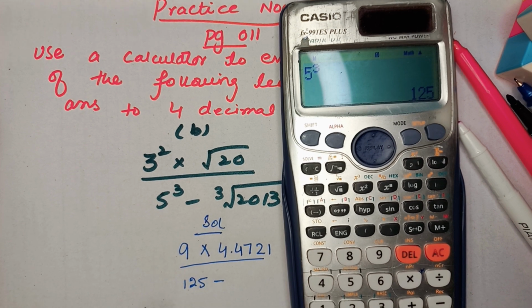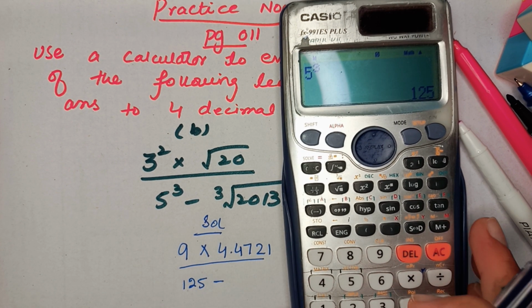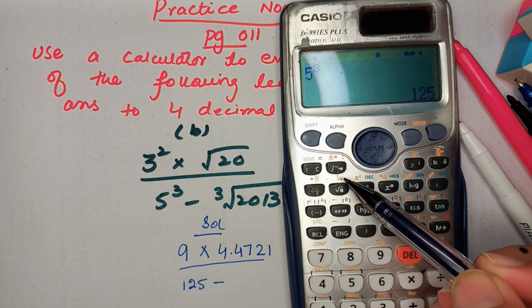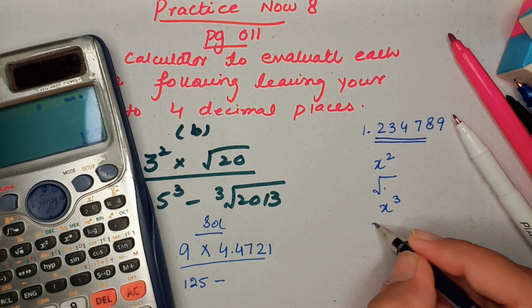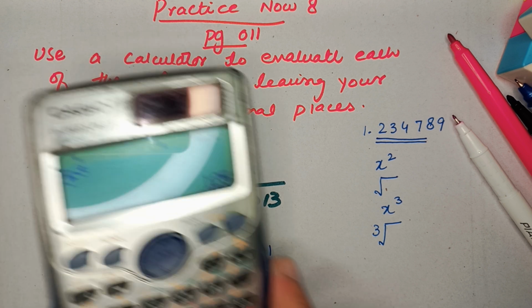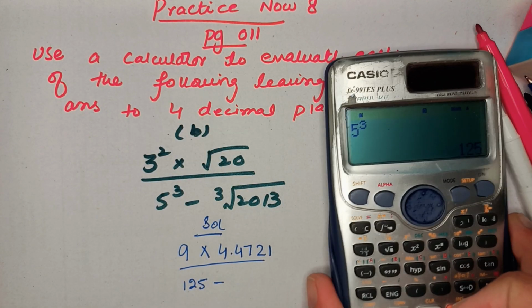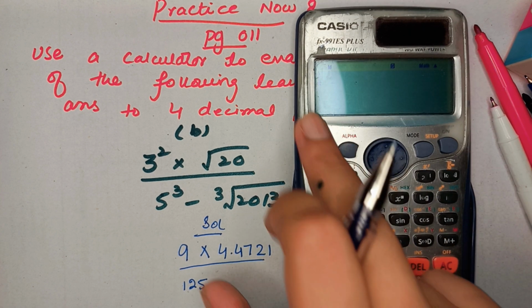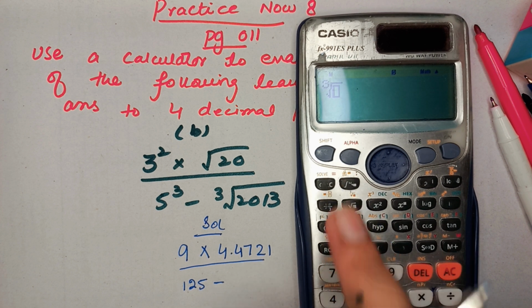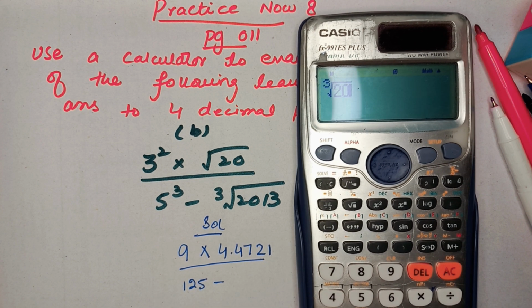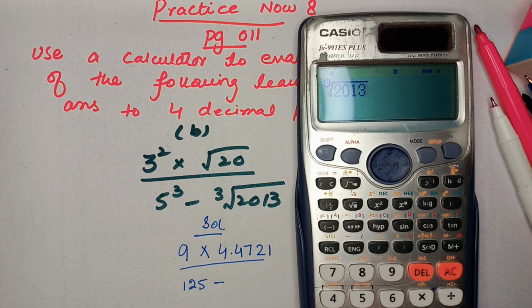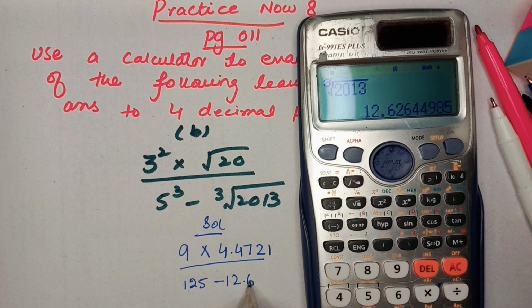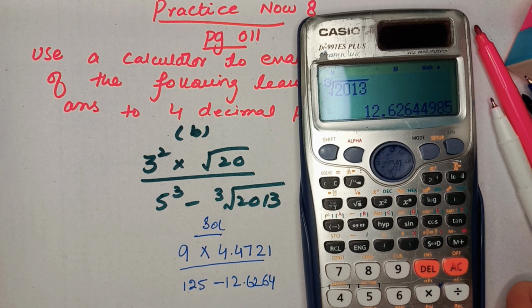Now students, we have to find the cube root of this. You can find the cube root here, okay, and you can identify the cube root sign. It's always with the square root, or it can be with the cube. So we can use that shift and then this, and we have to find the cube root of 2013, and it's giving me 12.6264, like I have taken 4 digits.